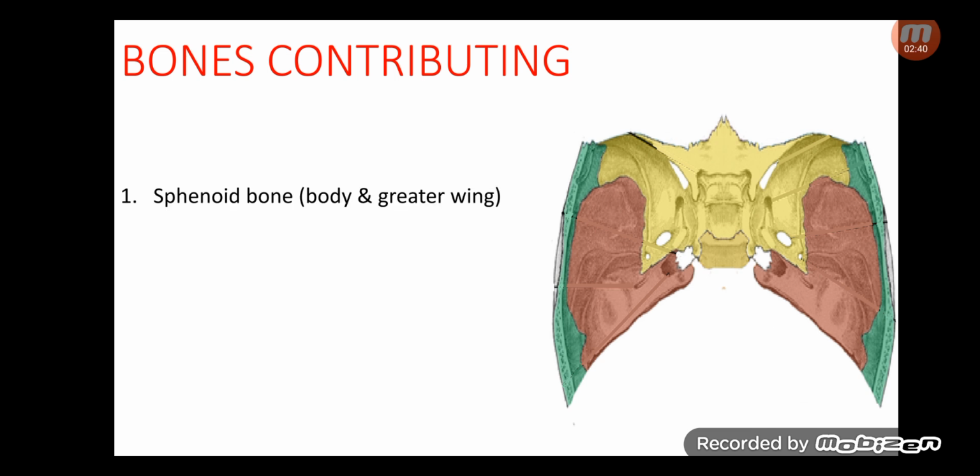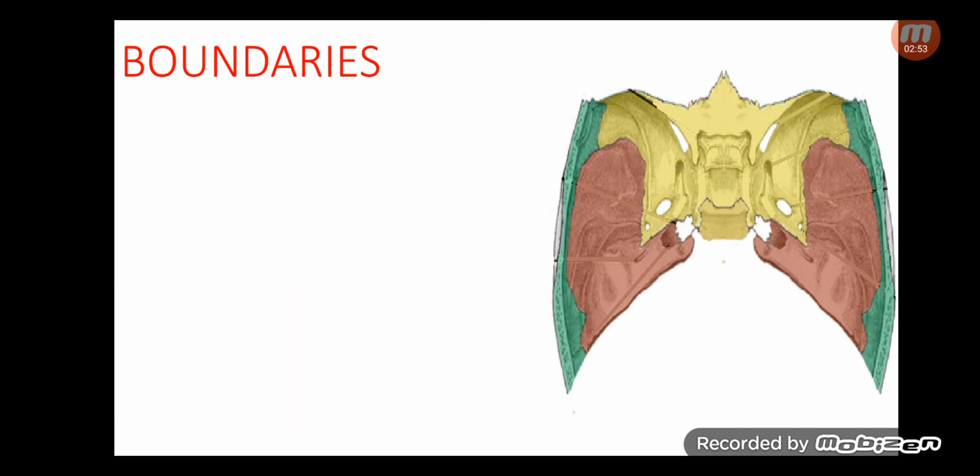Bones contributing to the middle cranial fossa are the sphenoid bone, body and greater wing, shown in the diagram in yellow color; the temporal bone, squamous part and petrous part, shown in red or brownish red color; and the parietal bone shown in green color.